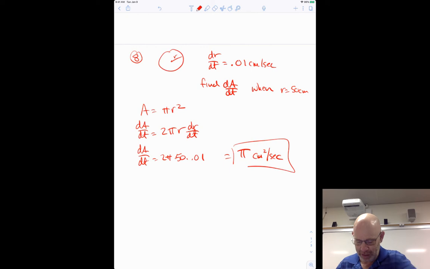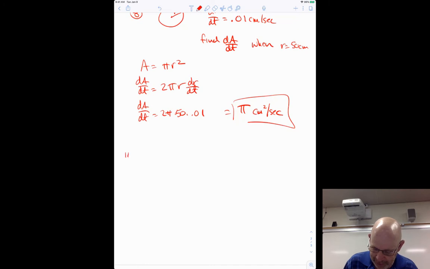Hopefully you're doing the same thing. This is problem number 8. And we're going to grab that answer there, and it's pi centimeters squared per second. Good. So now we're going to move on to problem number 11.